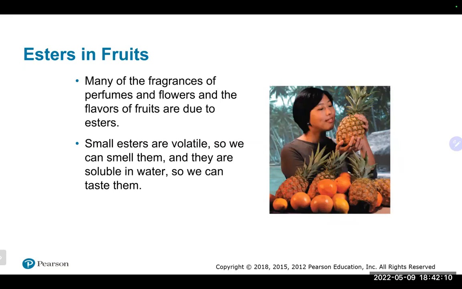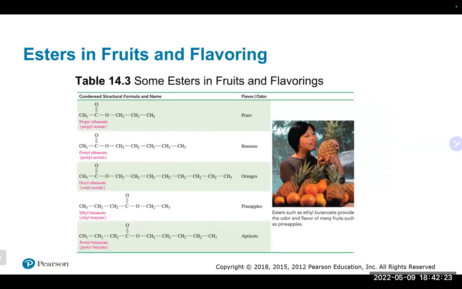Small esters are volatile, which means they go into the gas phase really easily, which is why you can smell a lot of them, because they are fragrances. They are also soluble in water, the small ones. Really big ones, not so much, because again, too many carbons are involved. But here are some esters from a table, responsible for things like pears, bananas, oranges, pineapples, all that good stuff.